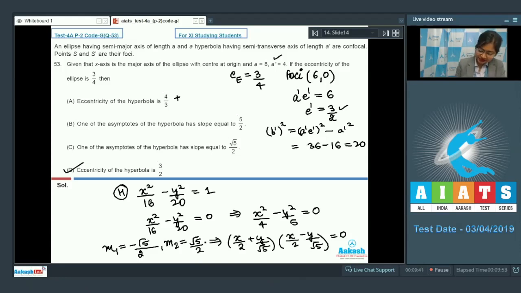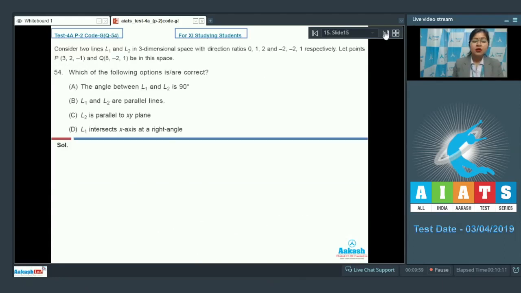So from the given options, it can be seen that option number C is the correct answer. That is, one of the asymptotes has slope equal to root 5 by 2. So question number 53 has correct options as option C and D. Now again we have a paragraph for question number 54 and 55. So let us solve it.